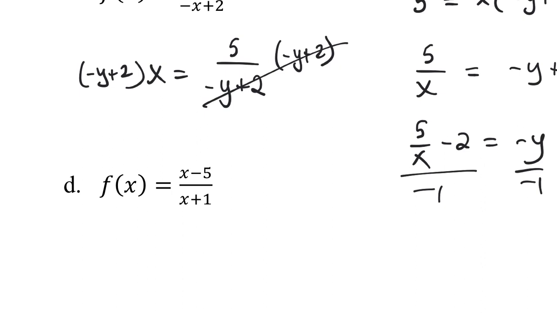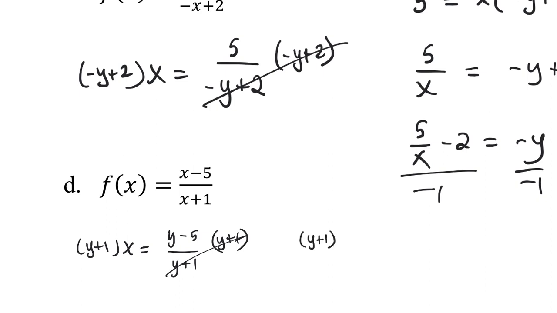Okay, this one, more along the lines of part C, maybe a few extra steps. So we're still going to switch the place of x and y. The difference is now we have two y's to account for. We have y minus 5 and y plus 1 in the denominator. But it's still the same old problem. We don't like fractions. So we're going to multiply by y plus 1. Now, we have y plus 1 times x equals y minus 5.